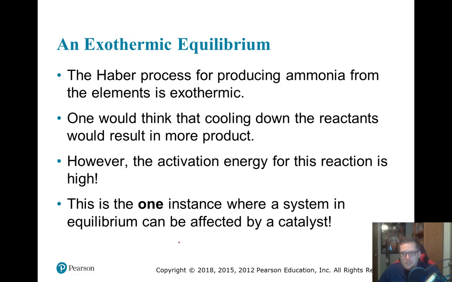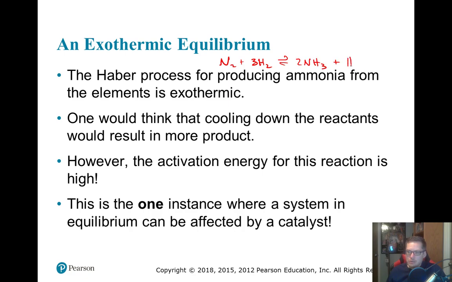Now this is pretty interesting. They threw this in there just for funsies here. We talked about the Haber process a couple of videos ago, and we use it to produce ammonia from elements. It's an exothermic reaction, so this would be N2 plus 3H2. It's an equilibrium with 2NH3. That's the Haber process, right?